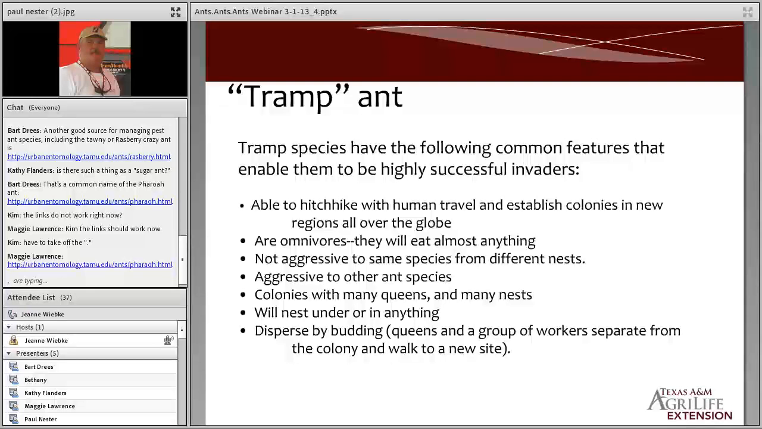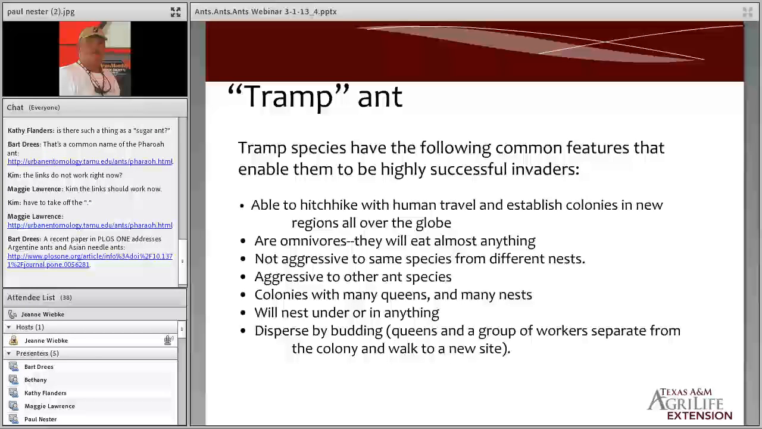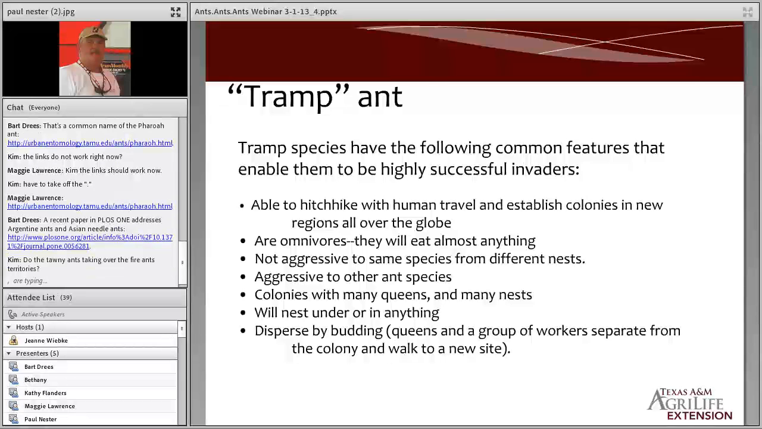Normally, when I think of a fire ant, I always think of a mating flight. When we talk about some of the other Tramp ants, they tend to disperse by budding. Queens and a group of workers separate from the colony, and they'll just essentially walk to a new site. They'll still have matings and mating flights. They may be close to the ground, but they easily disperse by budding. They do not have to have a mated queen to start a new, well, they have to have a mated queen, but it doesn't have to be one fresh from a nuptial flight. The mound itself can bud, and then you'll have queens and a group of workers separate.